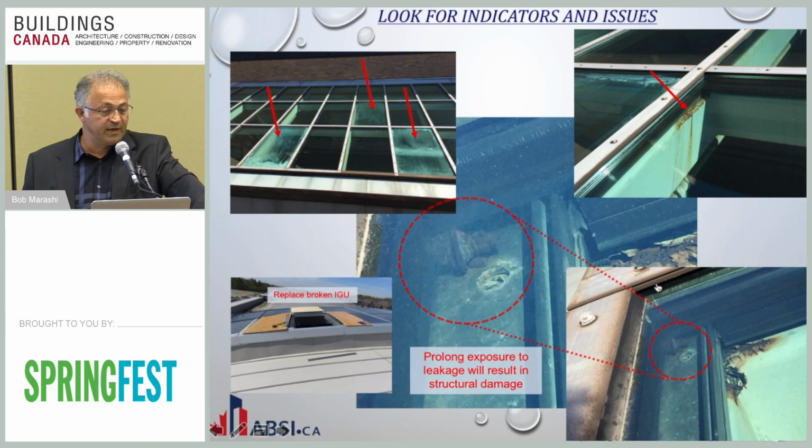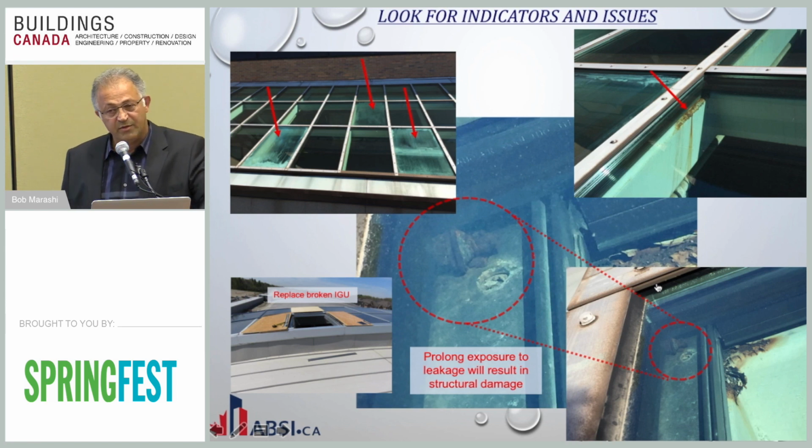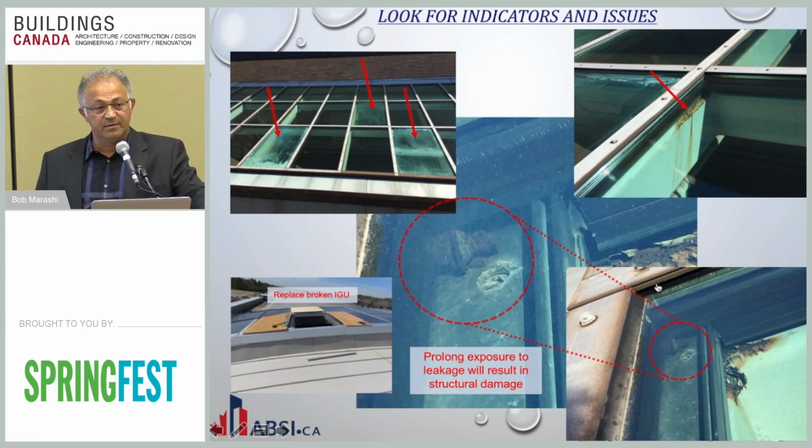There's a life cycle for the glazing on these skylights. They need to be replaced. If you don't replace them, this is what's going to end up. If you have any units that are bad and the seal is broken, they're leaking, it's as simple as replacing them. Don't let them be there. Replace them, fix them.